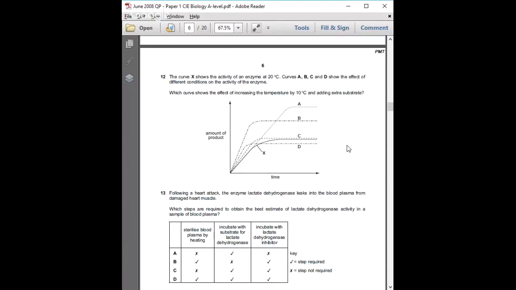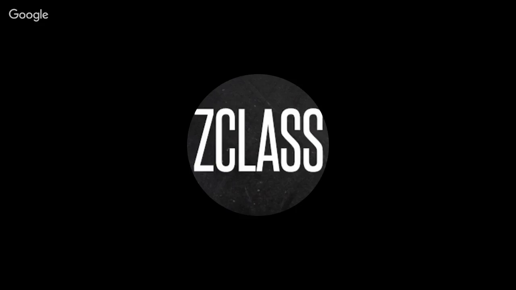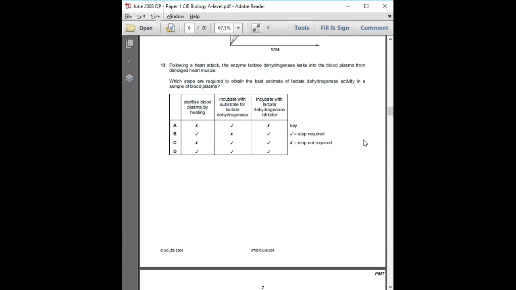The only way this question doesn't make sense is if in experiment X the enzyme is completely saturated, in which case adding substrate wouldn't increase the amount of product and you would get curve C. But unless they specifically state that, you can assume that adding extra substrate is going to increase the amount of product. Okay, let's move on to 13.